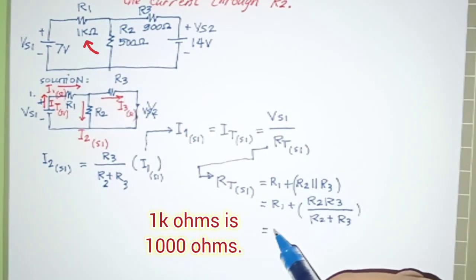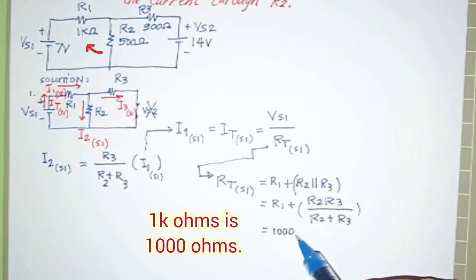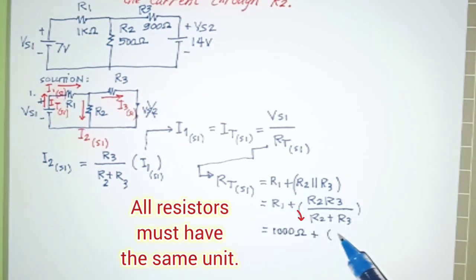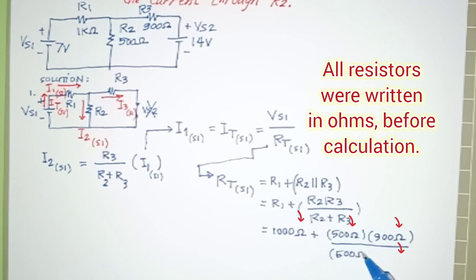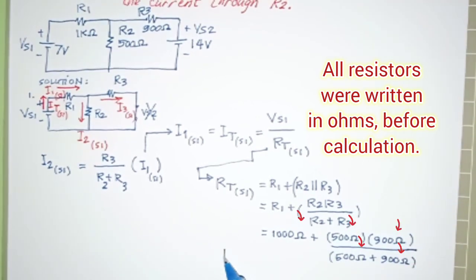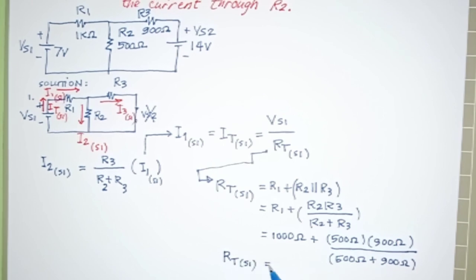We have to consider the kilo ohms, and we have to change it to ohms to make it the same with R2 and R3. So all resistors must have the same unit. All resistors were written in ohms before calculations. You can see here we have the arrows for the ohms. This is very important to do.